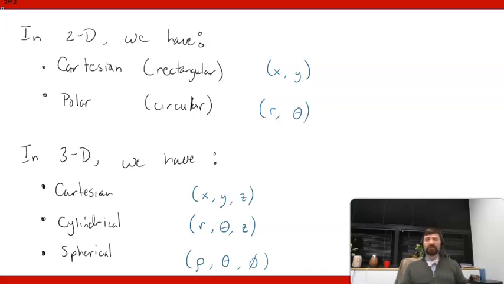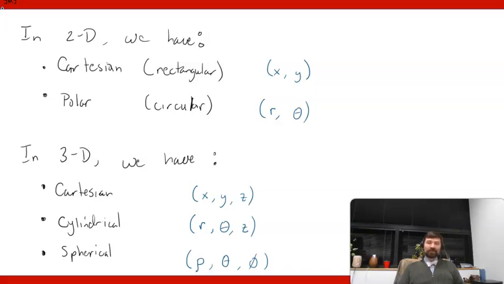So for example, in 2D, I might have an object that's moving around on the ground, and so x might represent the east-west direction or the left-right direction, and y might represent the north-south or maybe the forward-reverse direction. Maybe you're standing somewhere and you're given directions that say walk 300 paces to the north, then walk 200 paces to the east. Well, that would be plus 200 for x, and plus 300 for y.